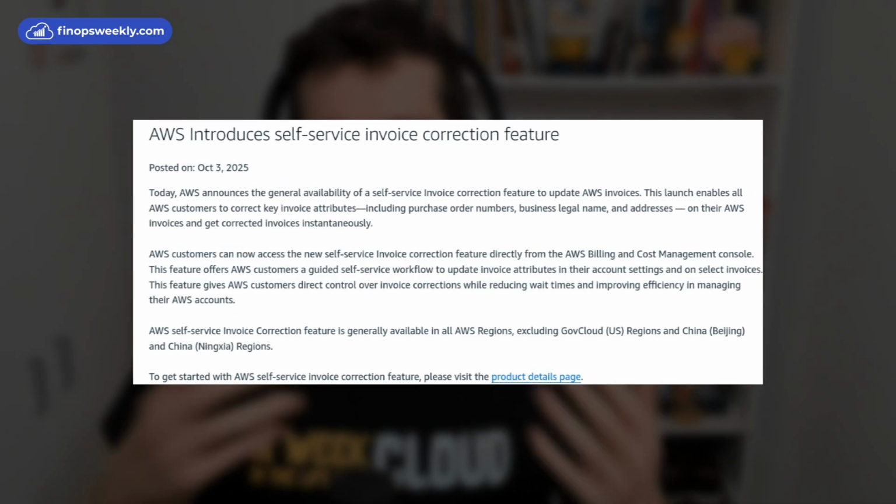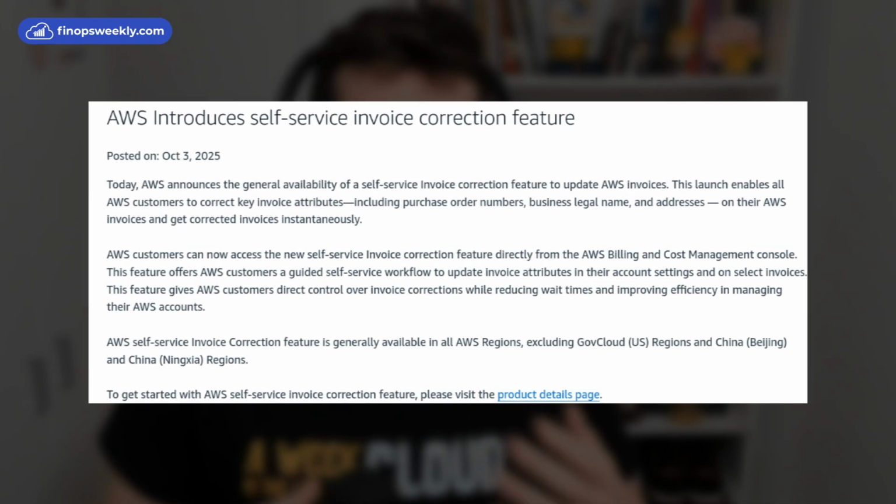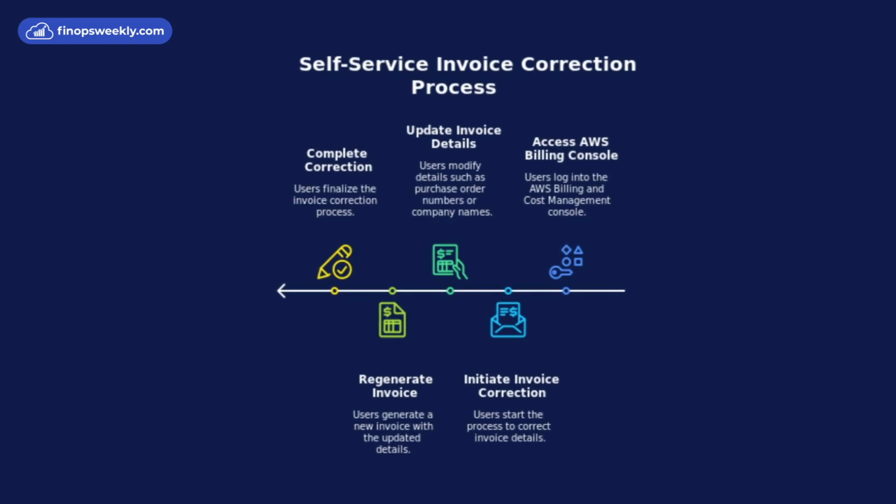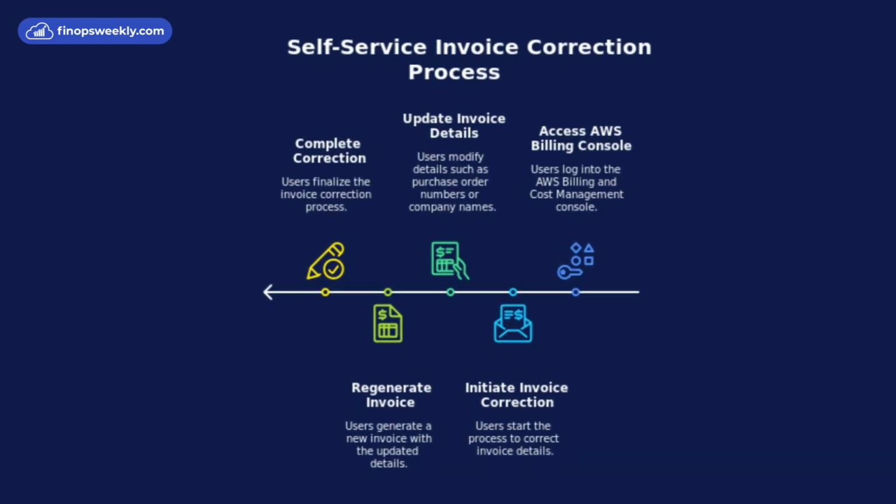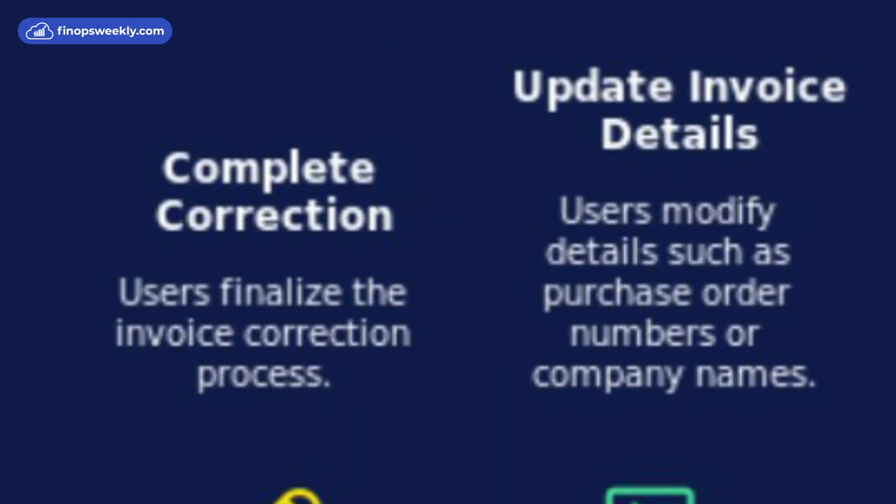Okay, so now with some more finance and procurement stuff, AWS just launched self-service invoice correction. Before, it worked like a normal ticketing support system where you had to open a ticket with support and wait for manual correction. Now they have released a workflow where you can do it directly from the AWS Billing and Cost Management console.